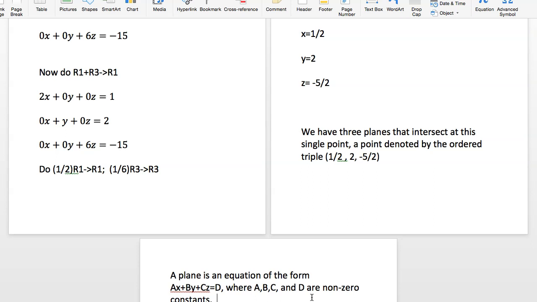Now, life gets hard if we start getting lines. Let's see, what if we took A to be zero? If A equals zero, then we get, for example, by plus cz equals d. Now A is zero, so we're pinned. Now x could vary, right? Then x could be anything.